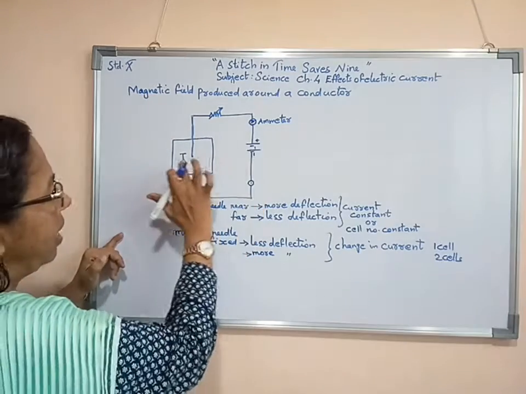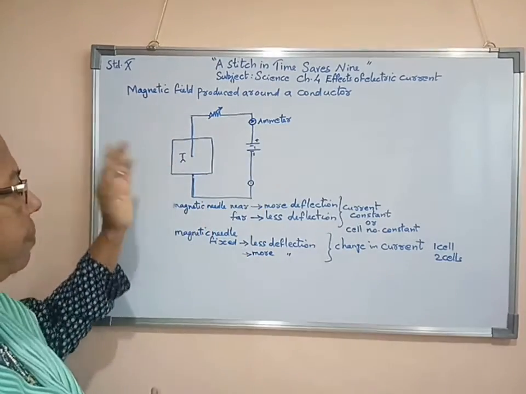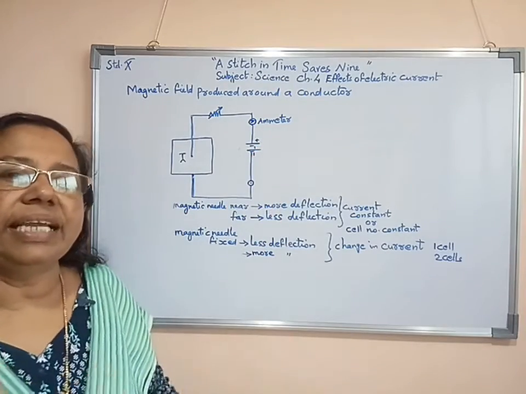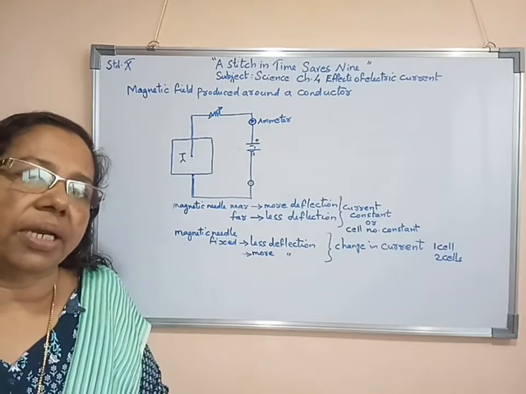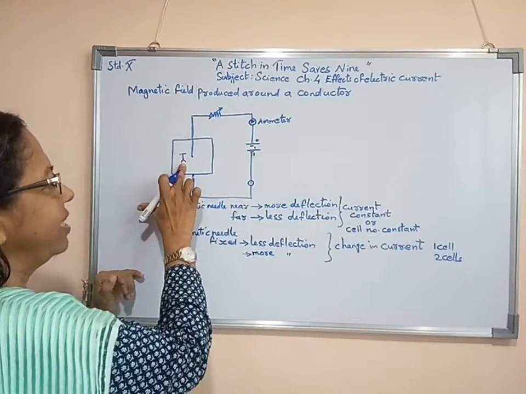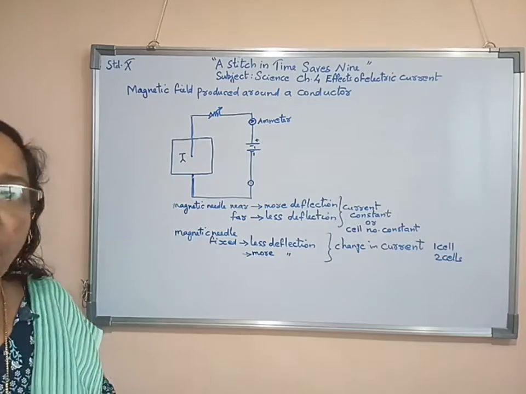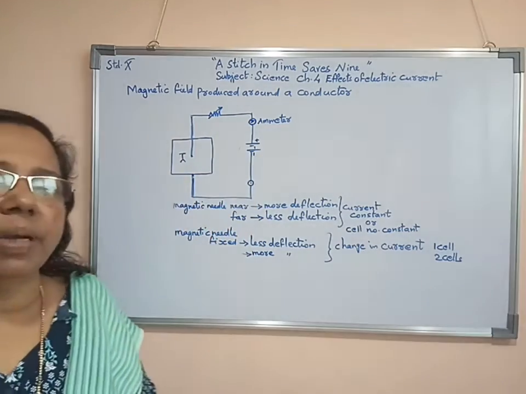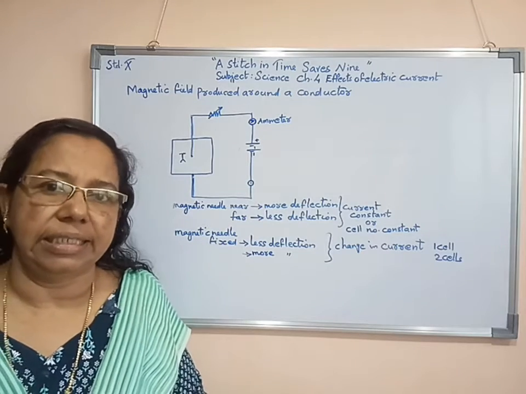If you keep the position of the magnetic needle constant, then we have to change the amount of current flow. If we increase the current flow, the deflection shown by the magnetic needle will be more. If we reduce the current flow, the deflection shown by the magnetic needle will be less.